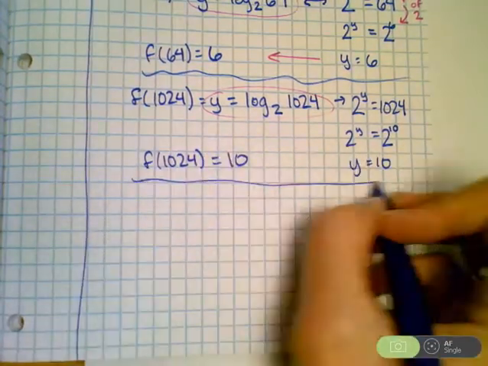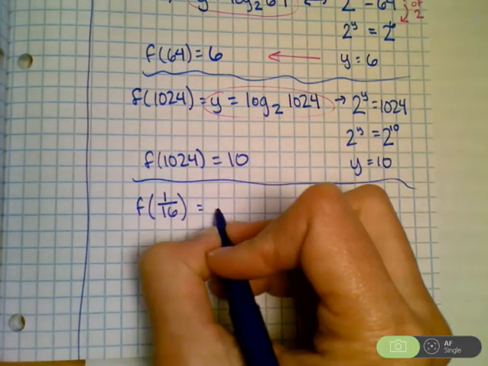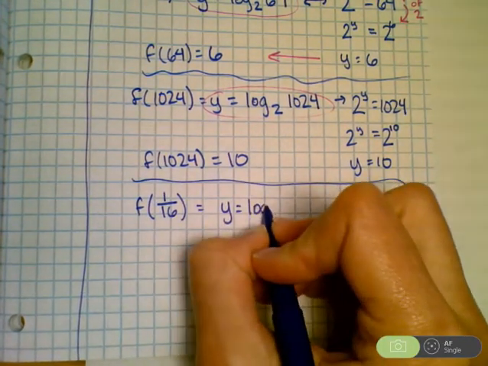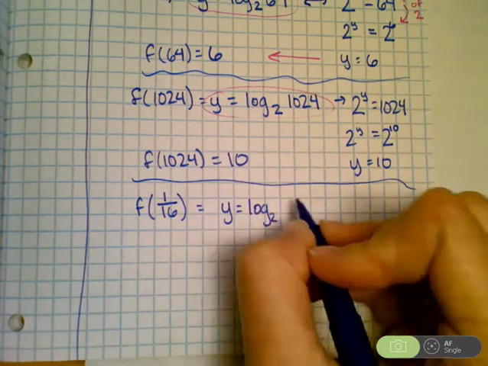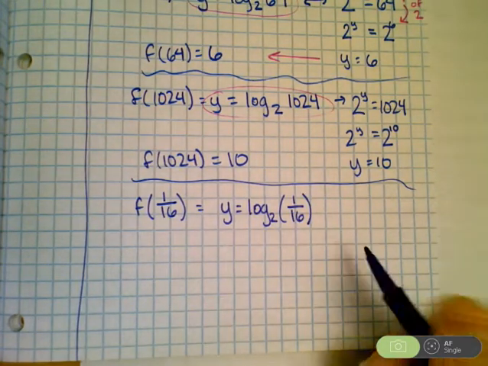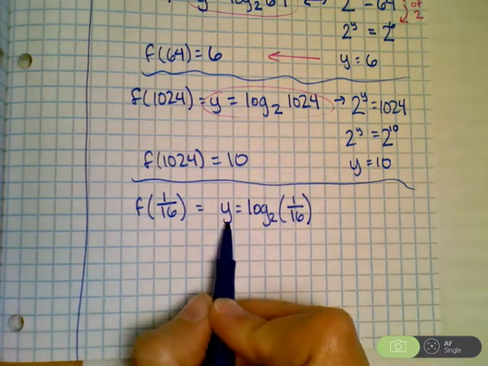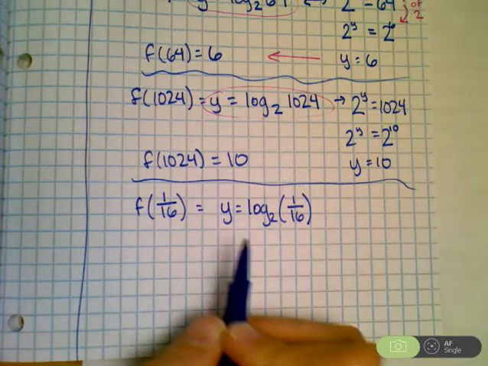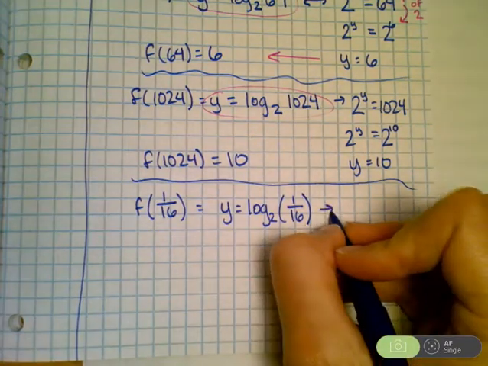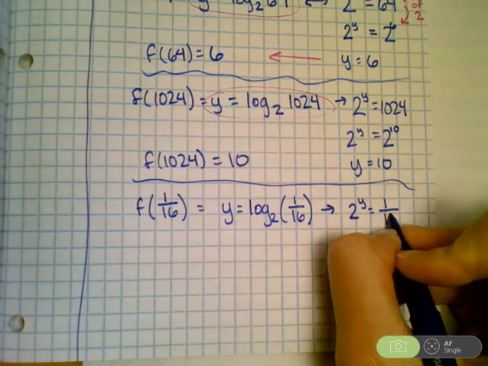The last one that we want is f of 1 over 16. So we say y is log base 2 of 1 over 16. Again, don't be scared of fractions with these. The one thing that a fraction means is that your answer is going to be a negative number. So when we do this, we rewrite it as 2 to the y is 1 over 16.